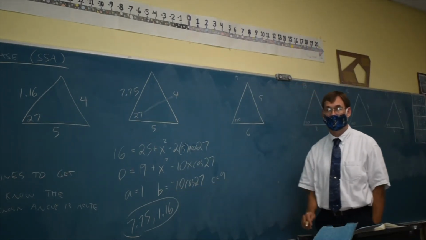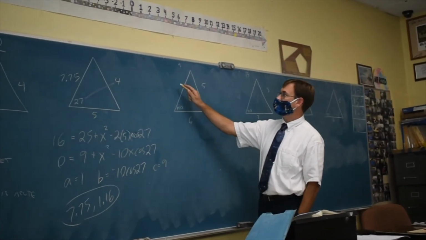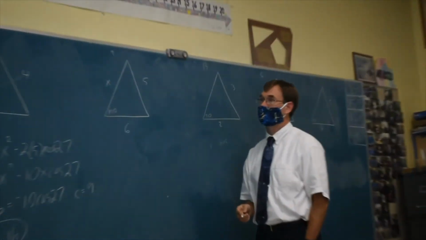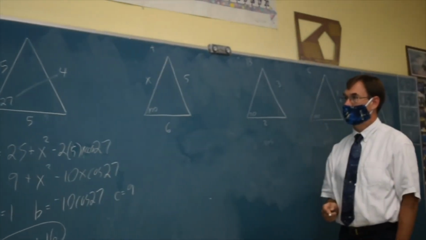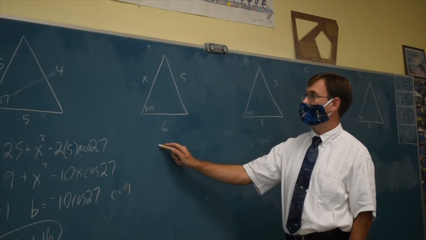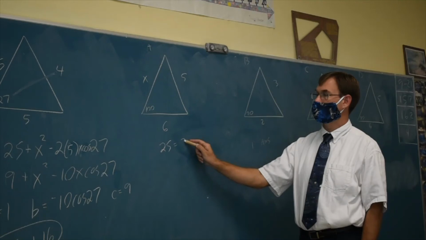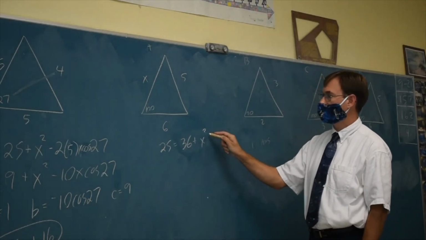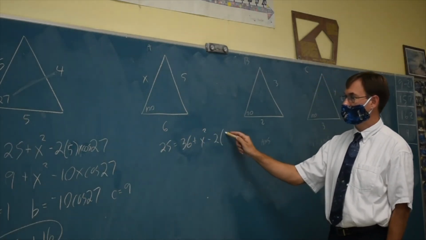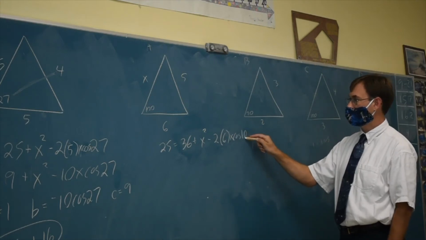Question there? Let's take this one on and then have a conversation. So let me call that X. And let's try to get after it. We could go 25 equals 36 plus x squared minus 2 times 6 times x cosine of 100. Agree.